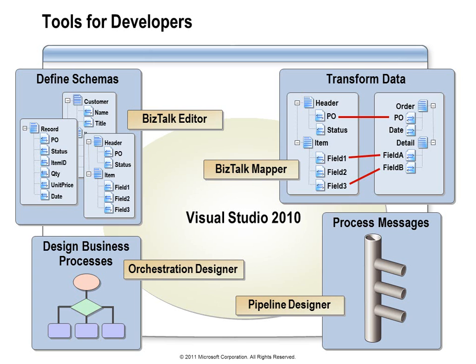BizTalk provides a set of built-in pipelines for pre-processing and post-processing messages as they pass through receive and send ports. But if those built-in pipelines don't meet the needs of a given application, then a developer can make use of the pipeline designer to specify exactly which components should be used to process a message. Developers can also configure the individual pipeline components, but those pipeline components can actually be overridden after deployment by using the administration tools.